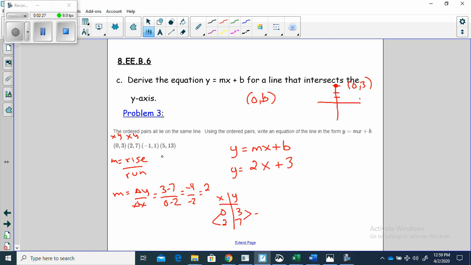Now I can check this by throwing in a point or two. Let's try our 5, 13. Here's our x, here's our y. Is 13 equal to 2 times 5 plus 3? See how I put x and y in? Is 13 equal to 10 plus 3? 13 is equal to 13, so that point fits. At least we know one of the points fits, so we're going to assume we're right. Y is equal to 2x plus 3. You could throw in the other points to prove yourself right.